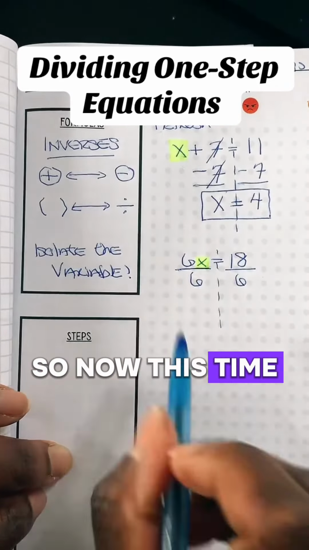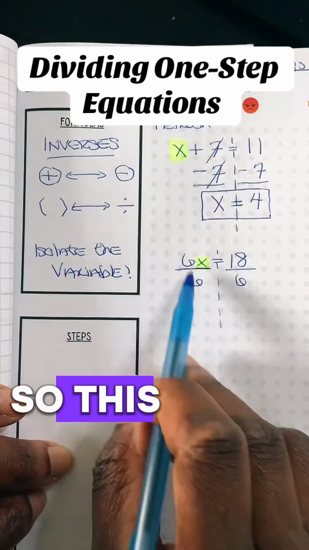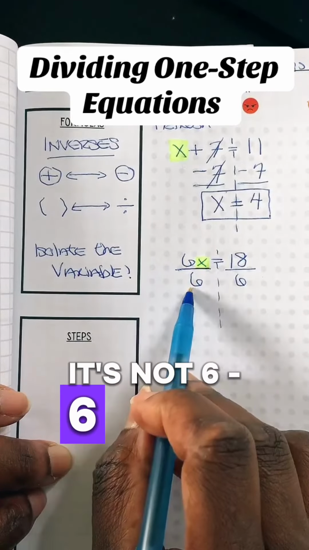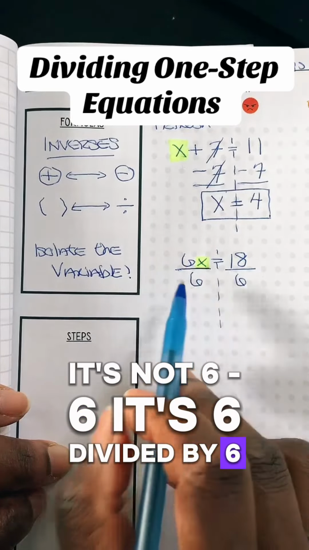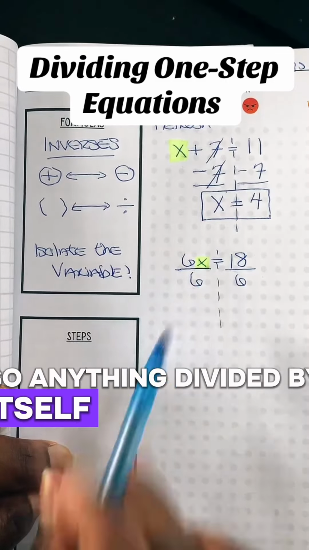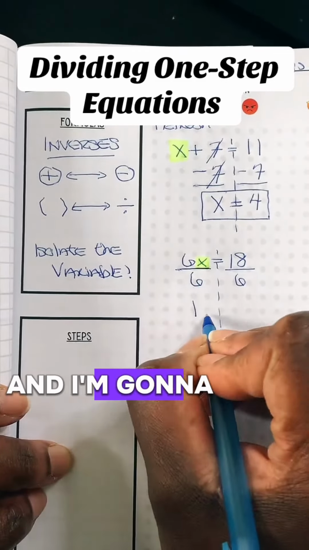So now this time, 6 is being divided by 6. So this is not going to give me 0. It's not 6 minus 6. It's 6 divided by 6. So anything divided by itself will always equal 1, and I'm going to bring down my x.